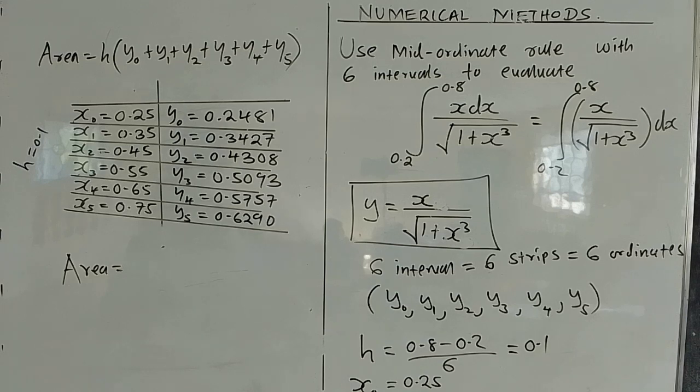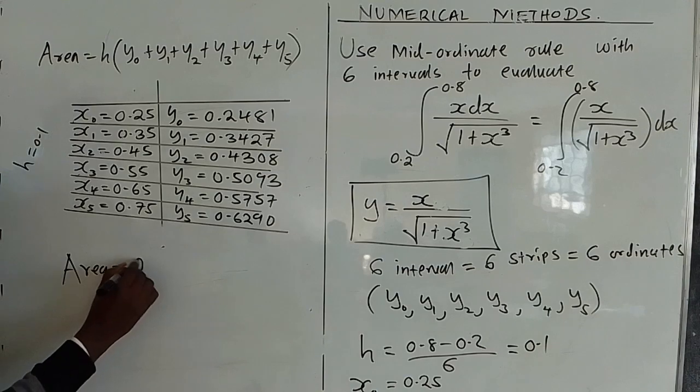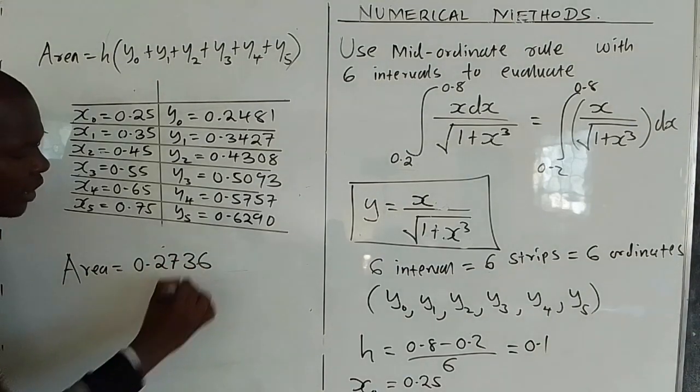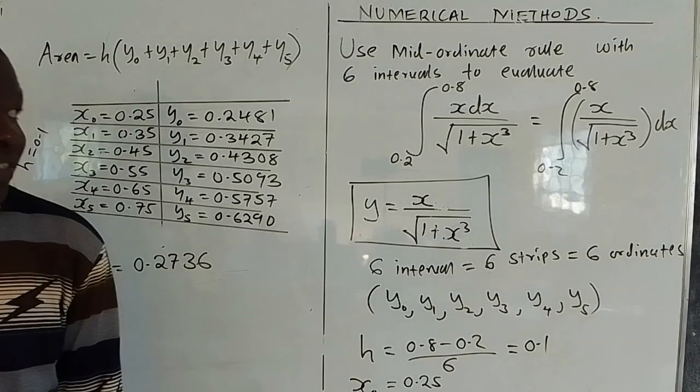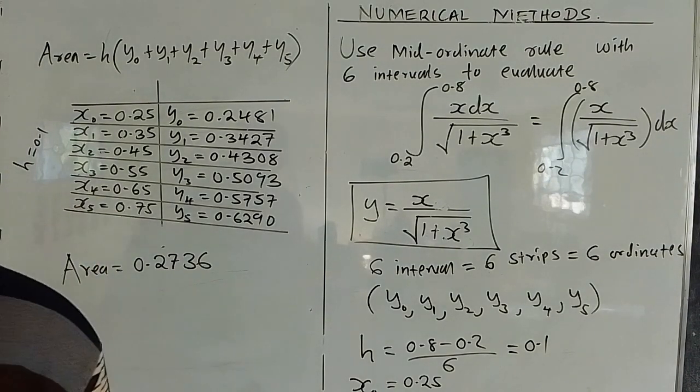What do you have? 0.27336, if you round off, isn't it? Is that what you have over there? Good. So that is how to get the area with the mid-ordinate rule.